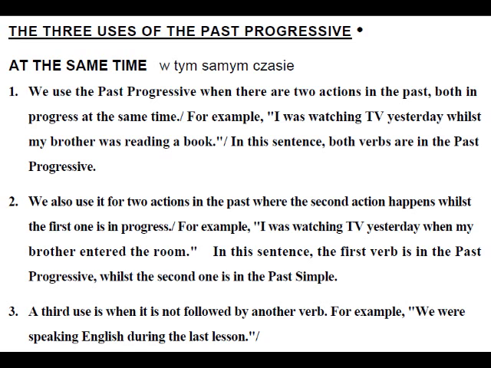2. We also use it for two actions in the past, where the second action happens whilst the first one is in progress. For example, I was watching TV yesterday when my brother entered the room. In this sentence, the first verb is in the past progressive, whilst the second one is in the past simple. 3. A third use is when it is not followed by another verb. For example, we were speaking English during the last lesson.